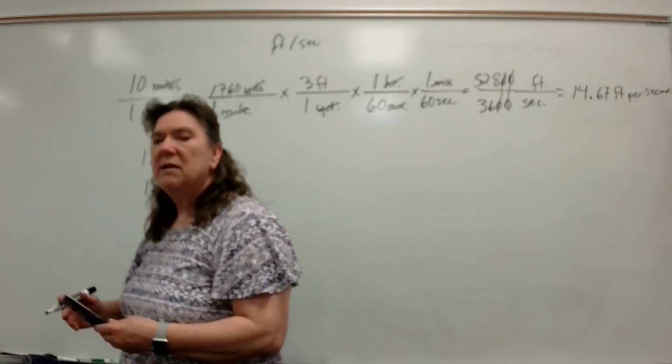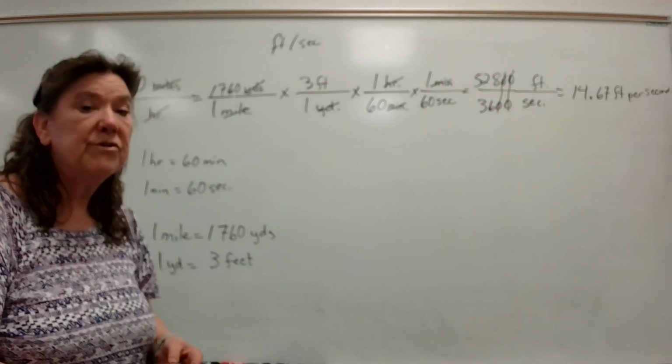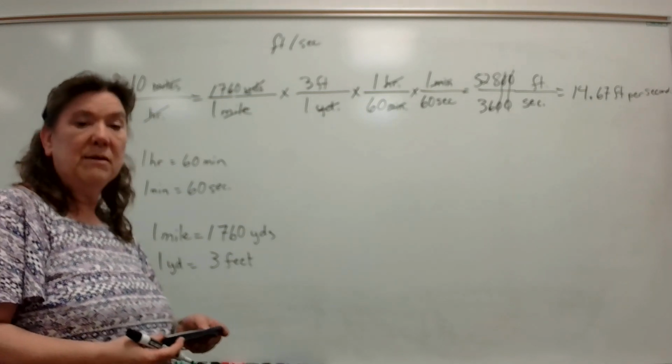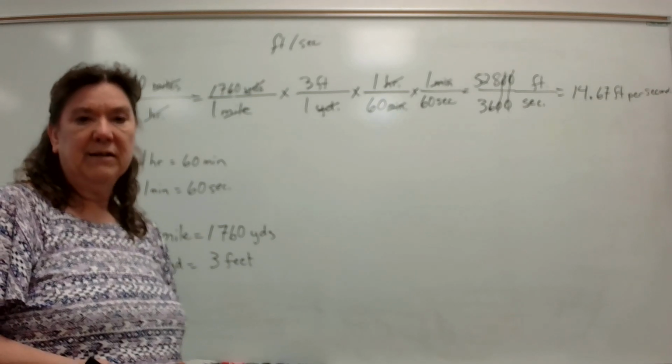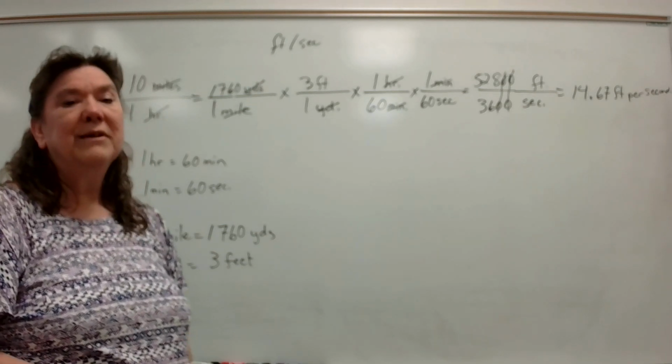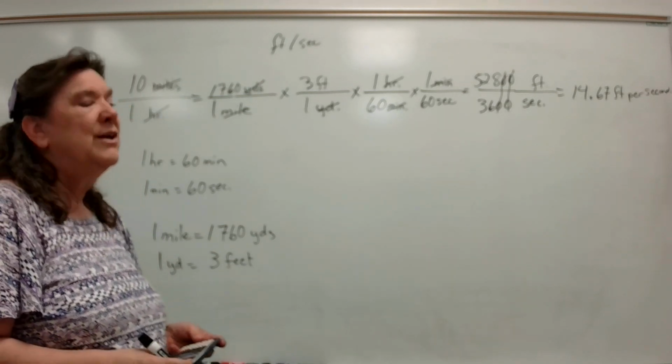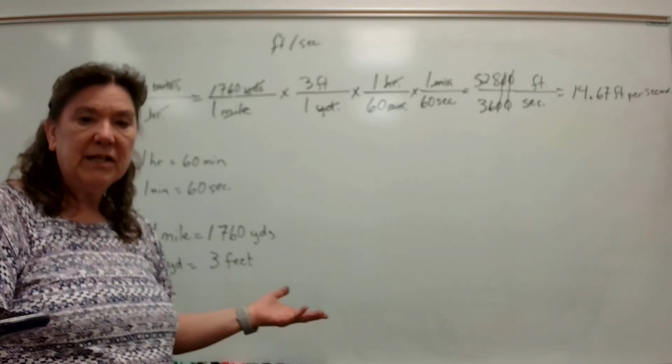So if I'm going 10 miles per hour, which good marathoners can do, they can run at 10 miles per hour, means they're going 14.67 feet per second. That's quite a bit. It's pretty cool to find that out. So this is how you do dimensional analysis.